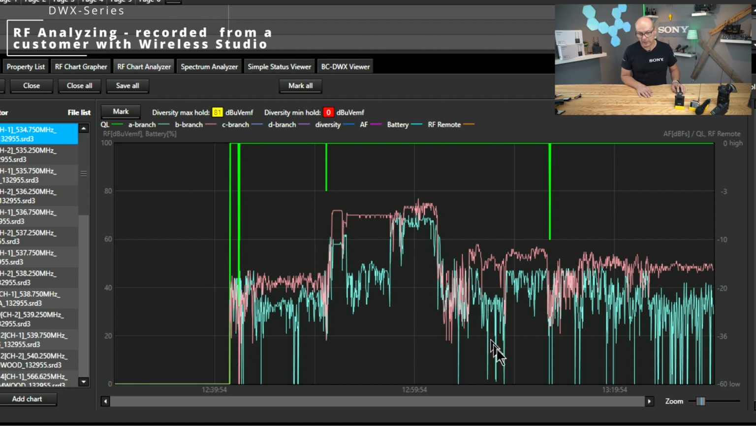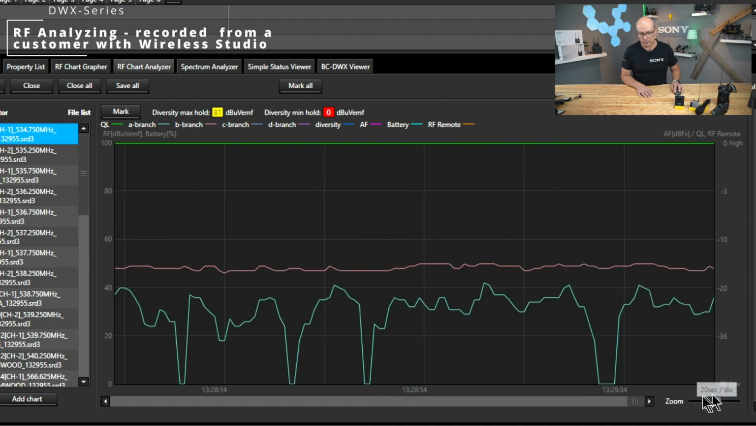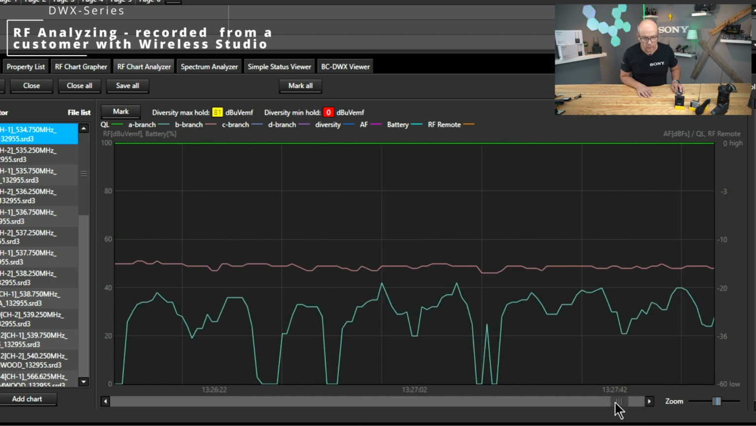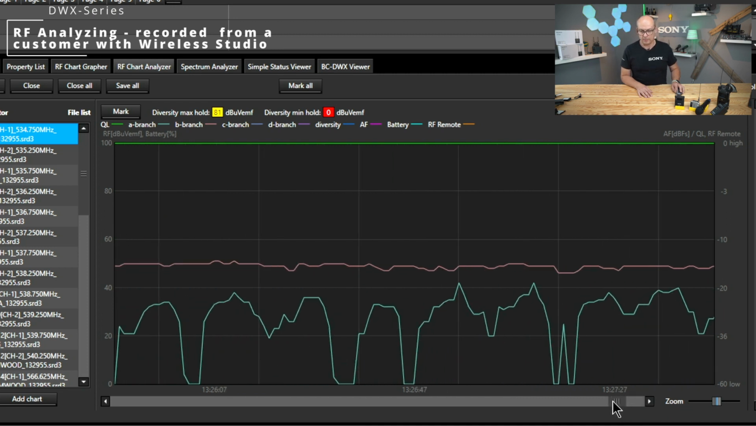You see that the green antenna here, which is branch B, the branch A, sorry, is always lower and has more times where it loses the connection completely to the data. Let's get closer here. So what's going on here? The antenna is at 50 dB microvolt. This is half of what the receiver can handle, so again, a very low RF level.